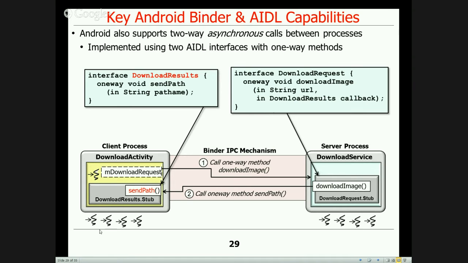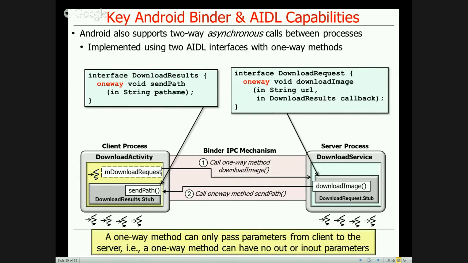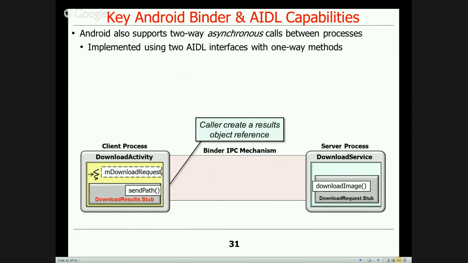Notice in this case that the client side also has a pool of threads, and send path is actually executed in a background thread in that pool of threads, which causes a little bit of extra work on your behalf, because if you want to display the results, you have to turn around and do a run on UI thread method to get it back in the UI thread. These are all one-way calls, so they don't block, and we're assuming here that things are running in separate address spaces. So keep in mind that a one-way method can only pass parameters from the clients to the server. It doesn't have any out or in-out parameters, and it has no return value as well.